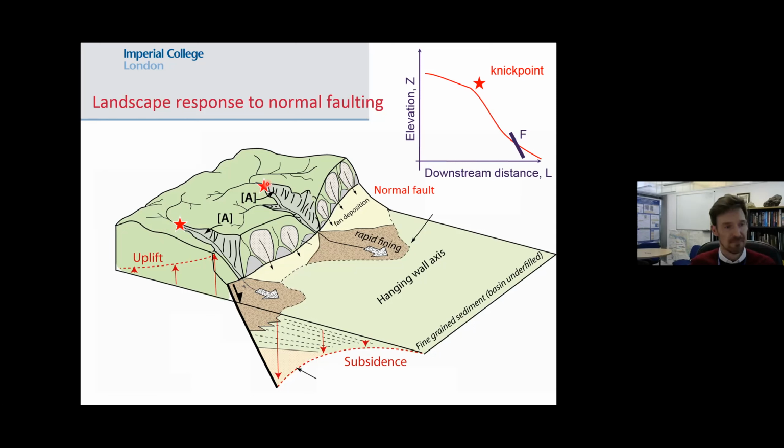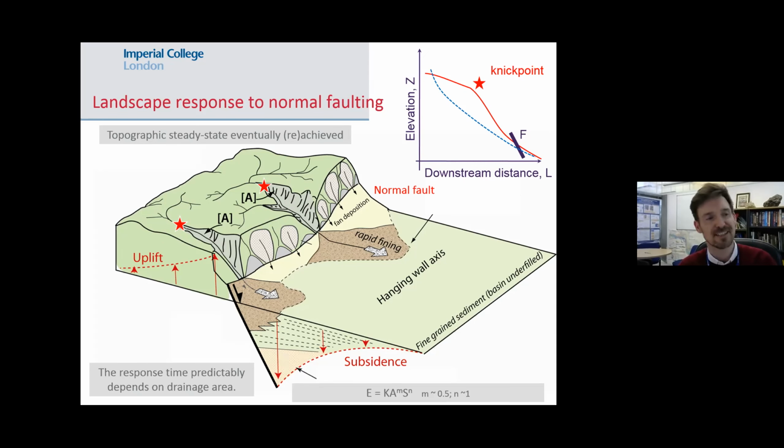And this nick point, and I'm marking it here in the red stars, separates the parts of the catchments that have adjusted or are adjusting to, for example, the change in fault slip rate from the parts that are yet to adjust. And then eventually that nick point will propagate through such that topographic steady state is eventually achieved. Now, much work to start with actually really focused on the extent to which we could use these processes to get tectonics from topography and to understand landscape response times. And that's predictably dependent on drainage area for some form of a stream power erosion law, where, for example, M is a half, this exponent on the drainage area.